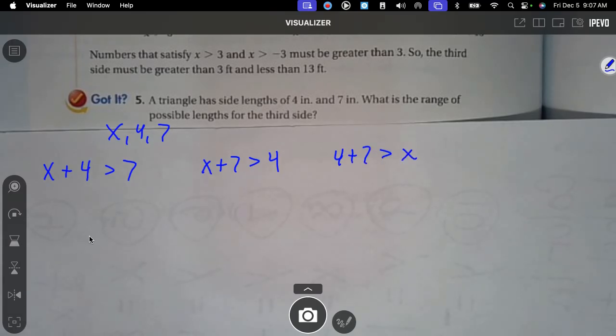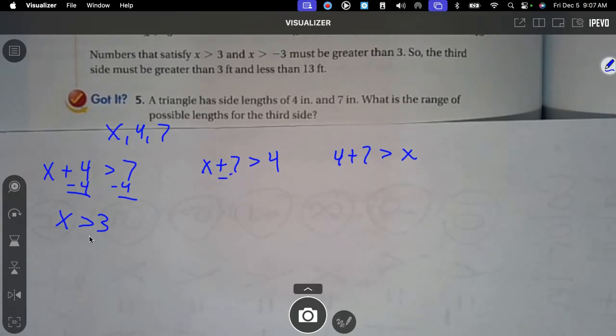Okay, so this is going to tell me my range. One of them is going to end up being negative, and what do I do with that one? I throw it out, right? We don't deal with negatives for a length of something. So on this one, if I subtract 4, here we are again, same answer. X is greater than 3. That one works. Okay, so I know it has to be bigger than 3.